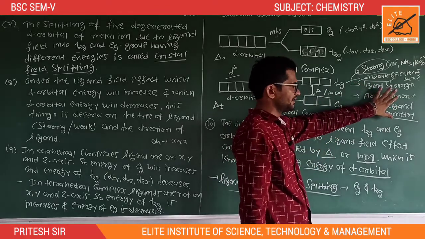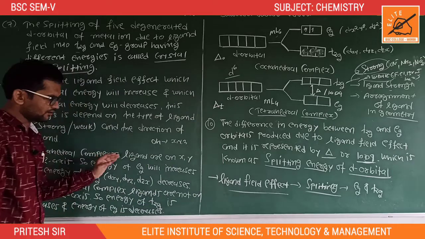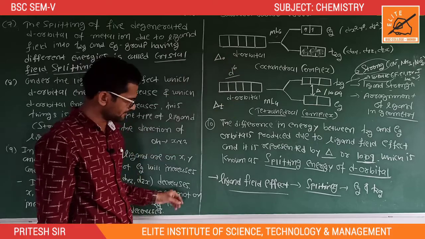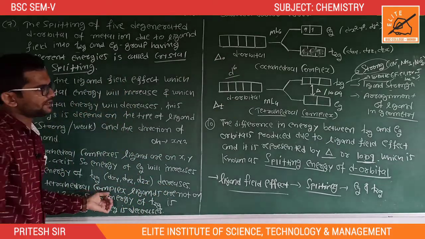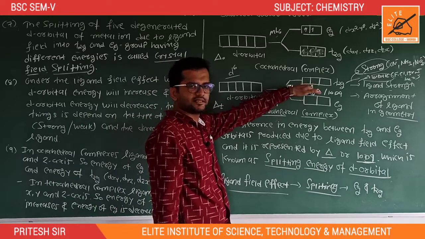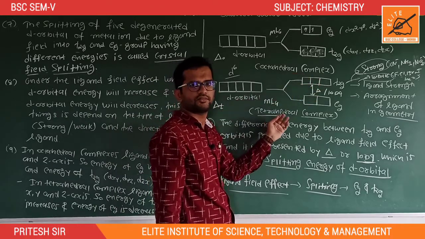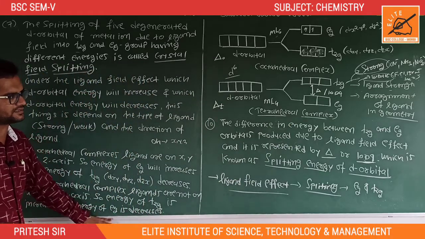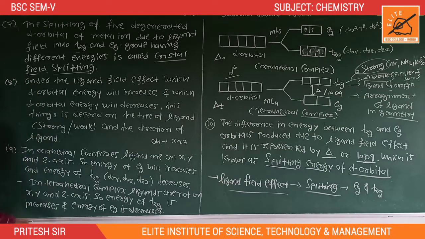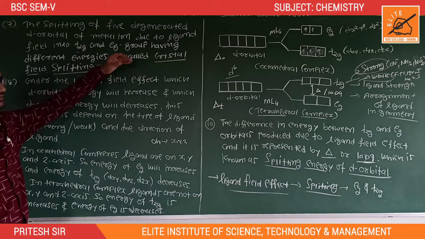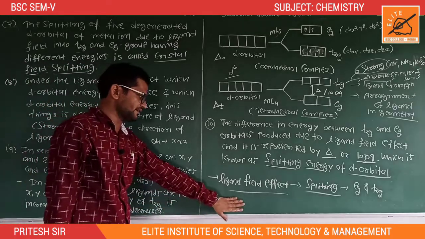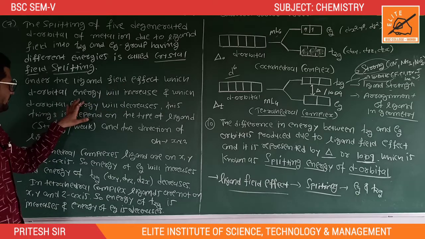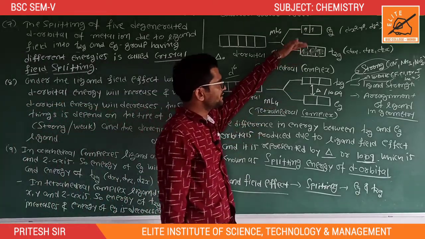And the second one is arrangement. Arrangement means if all the ligands are on the axis, at that time the energy of eg increases and t2g decreases. In tetrahedral complexes, the energy of t2g increases because ligands are not on the axis. So these are the main points explaining crystal field theory. The energy difference between t2g and eg created due to the ligand field effect is known as crystal field splitting.